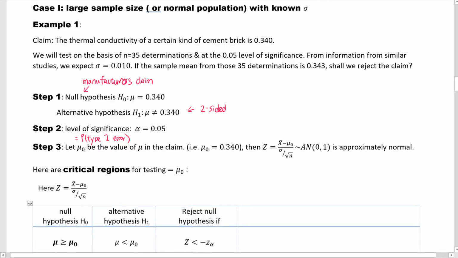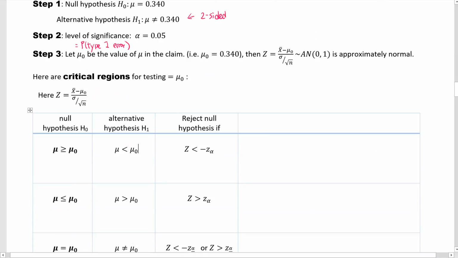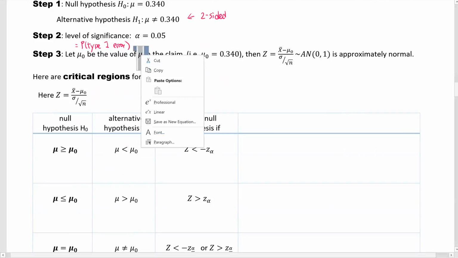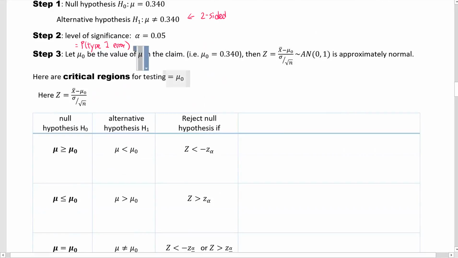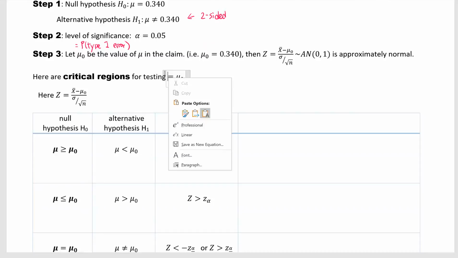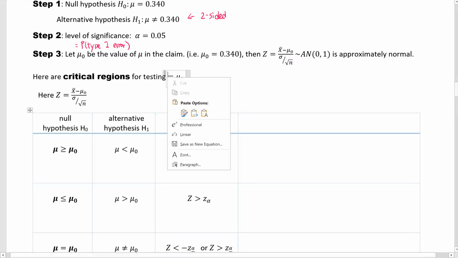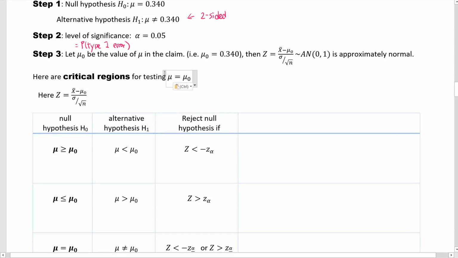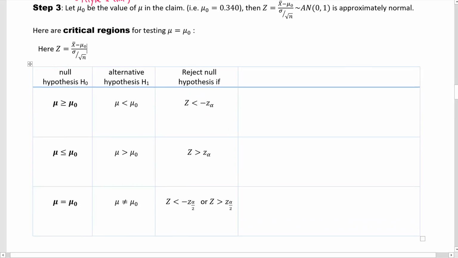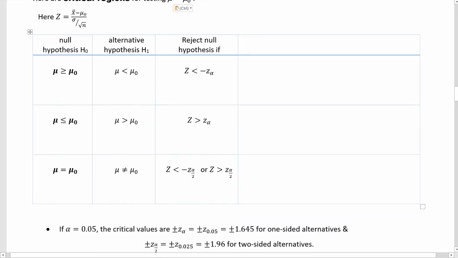Okay, so here are the critical regions for testing mu equals mu0. Okay, so let me copy this. Sometimes Word deletes some of the letters. Oops. Okay. All right. So how do we determine?